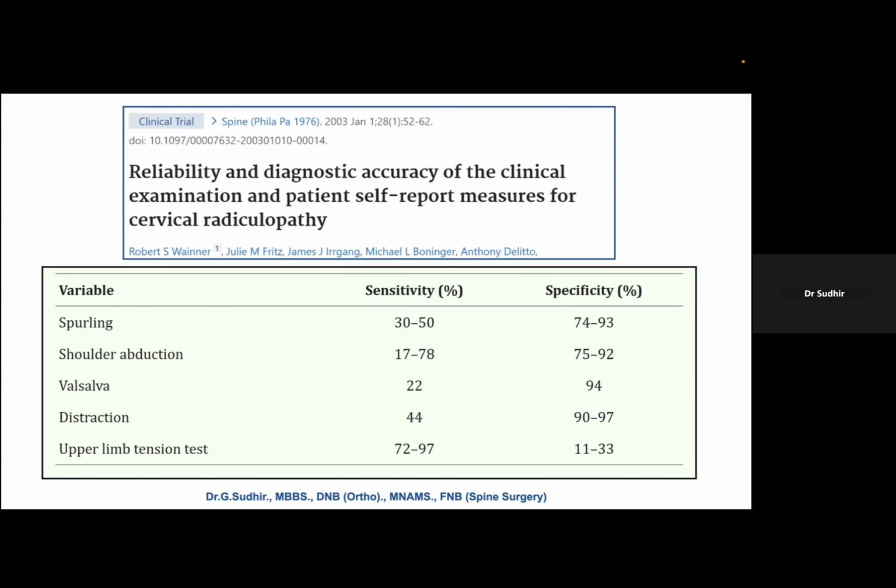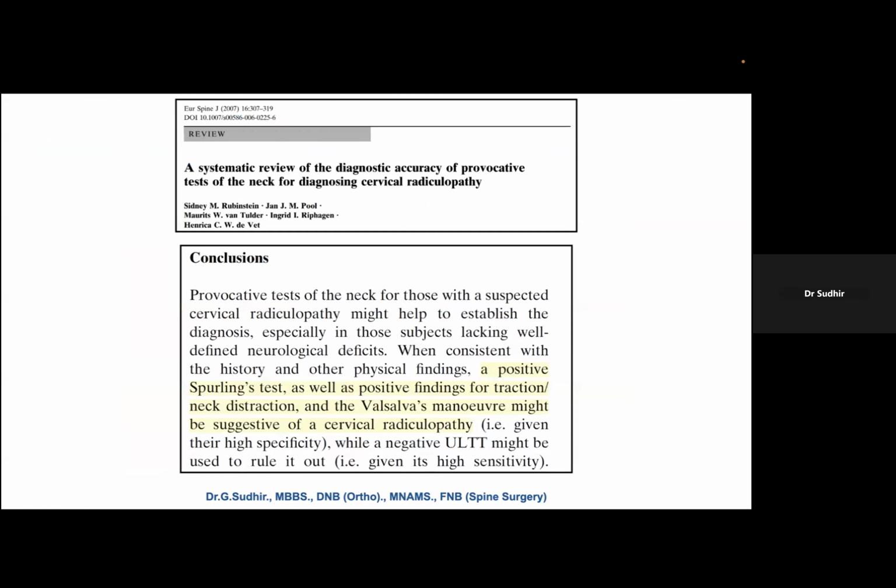So what is the sensitivity and specificity? According to this paper, the Spurling's test has a sensitivity of about 50%, whereas the specificity actually goes up to 93% in these patients. So the commonly performed tests in the clinical scenario are the Spurling's and the Bakody's test. And for the Bakody's sign, the patient himself will show it to you if the pain is very severe.